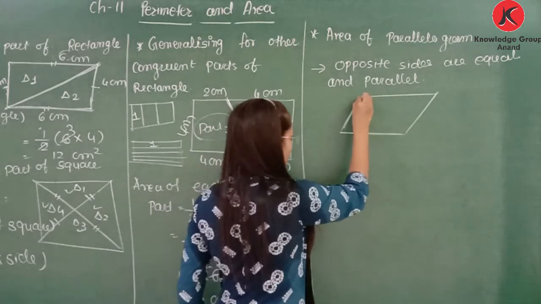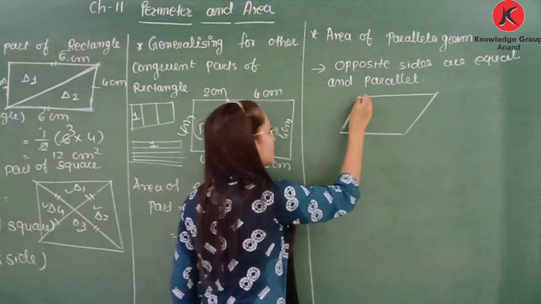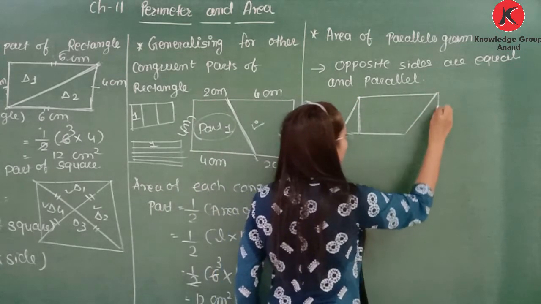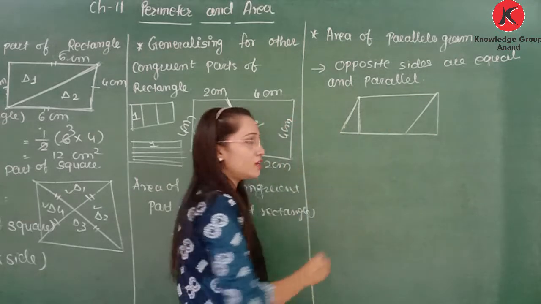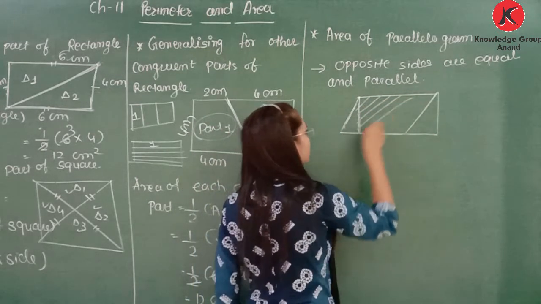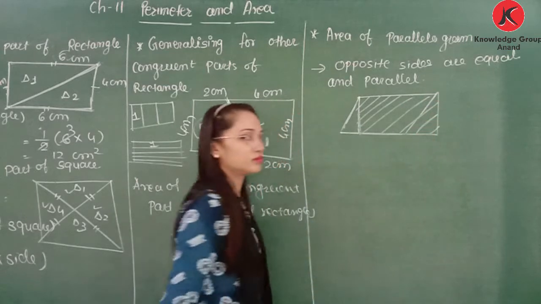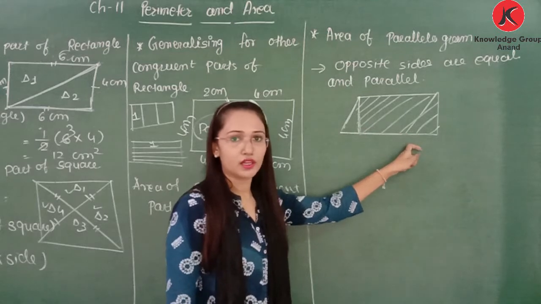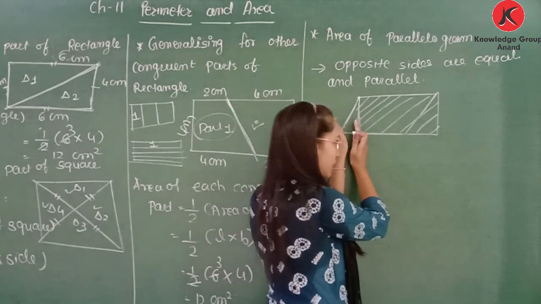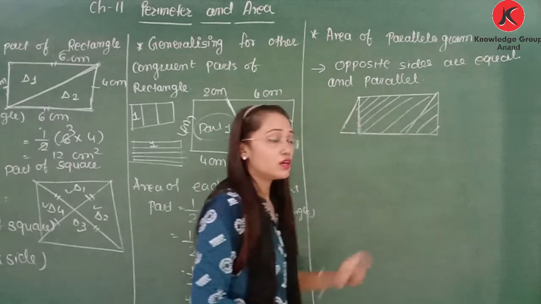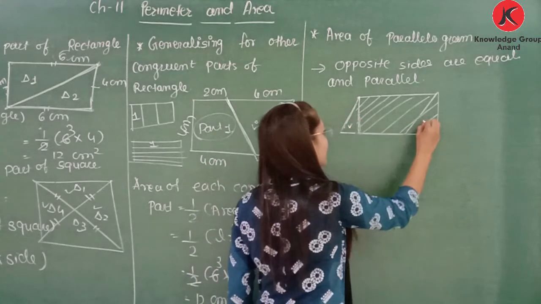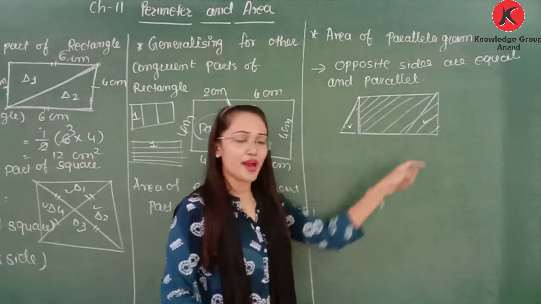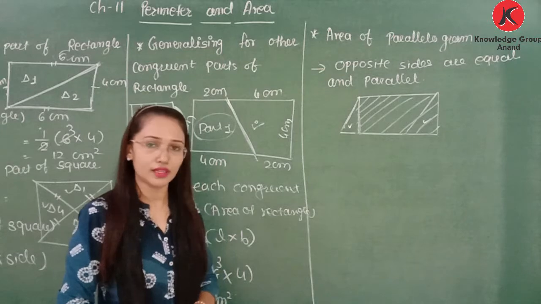So if we draw one perpendicular line like this, we cut this parallelogram from this side and take this triangle, shift this triangle to this side. Then you can say this figure becomes a rectangle. So the area of a parallelogram will be the same as the area of a rectangle, because if you cut this triangle and shift it from the left side to the right side, then this part and this part are congruent and it becomes a rectangle. So the area of a parallelogram is the same as the area of a rectangle.